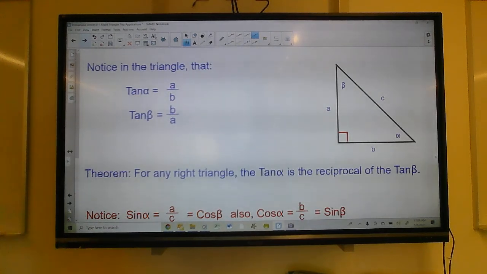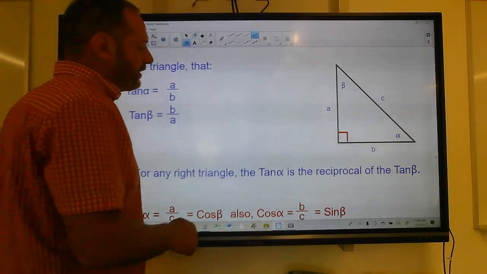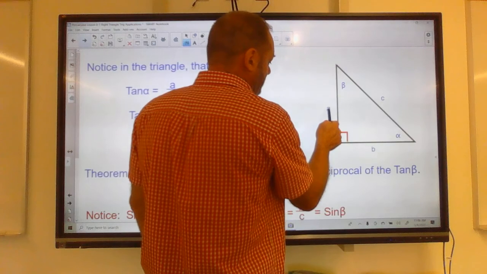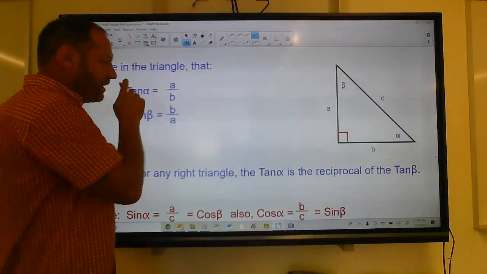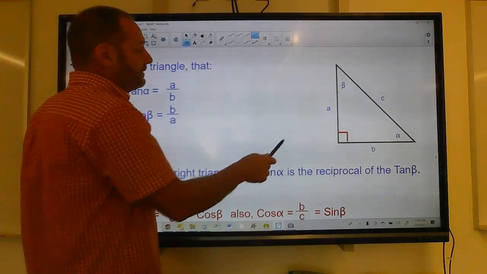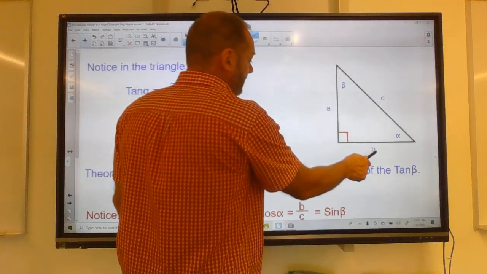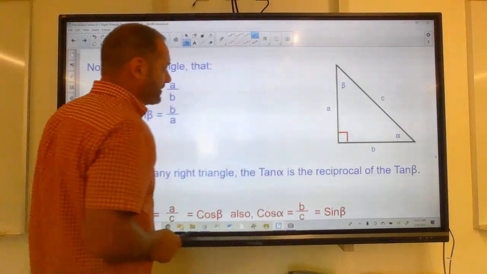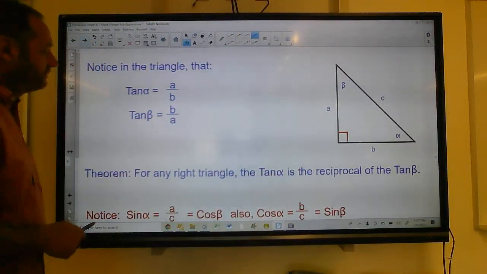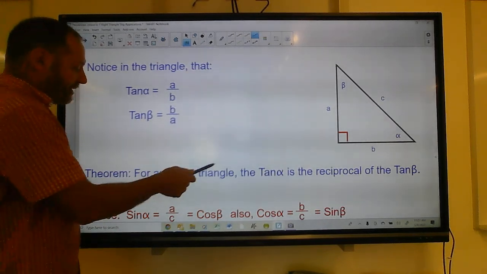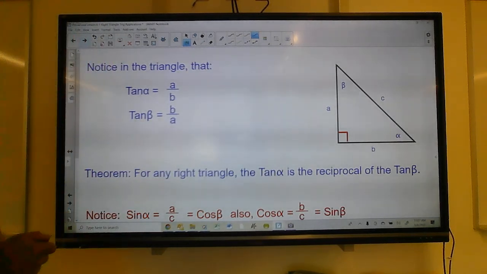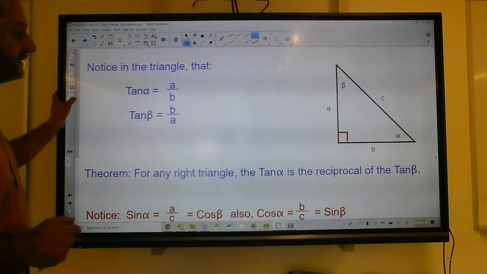Notice in the triangle that the tangent of alpha and the tangent of beta are inverses of each other. So if I look here, the tangent of alpha is the side opposite, which is A, over the side adjacent, which is B. So here's the tangent of alpha. If I look at the tangent of beta, that would be B, the opposite, over the adjacent, which is A. And that's going to be true for any right triangle. So, theorem for any right triangle, the tangent of alpha is always the reciprocal of the tangent of beta.